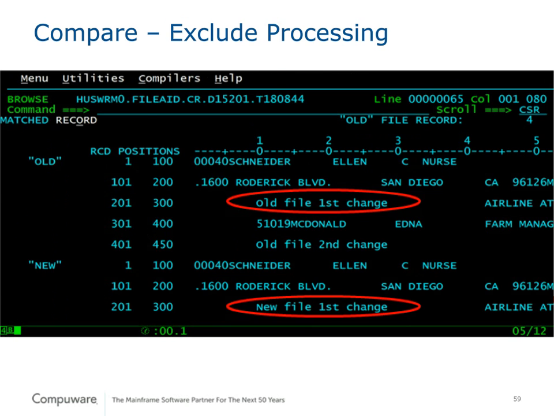This is what the compare looks like. This is a matched record because out here in position 210, where it says old file and new file, we've excluded those positions so that it's still considered a match.